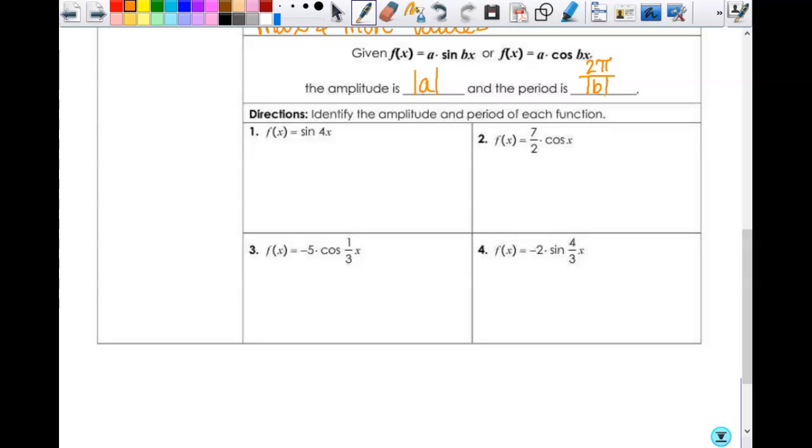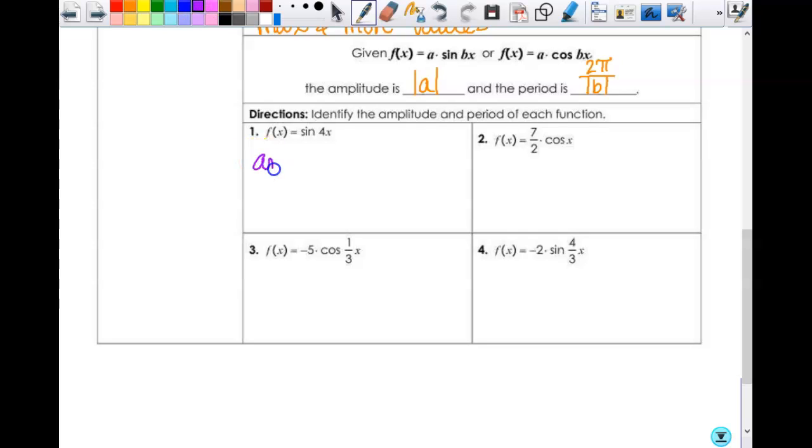So we're going to look at it a little differently, but I just want you to see that they're still doing the same things. Their purpose in the functions hasn't changed. We just have names for them here. So on these we are going to identify the amplitude and the period of each function.